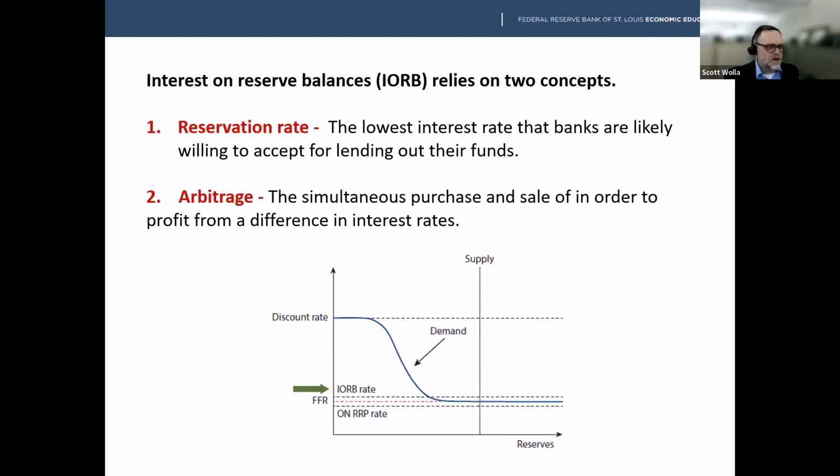The other one is arbitrage, and this one is really key as well. Defining our terms, arbitrage is the simultaneous purchase and sale of funds, in this case, in order to profit from a difference in interest rates. Because interest on reserve balances is always there, and banks can arbitrage against other market options, the federal funds rate and other short-term rates end up close to the interest on reserve balances rate. And I'm going to show you an example here in just a minute.